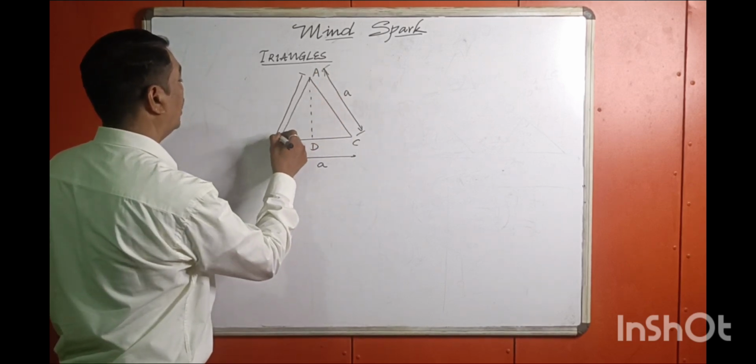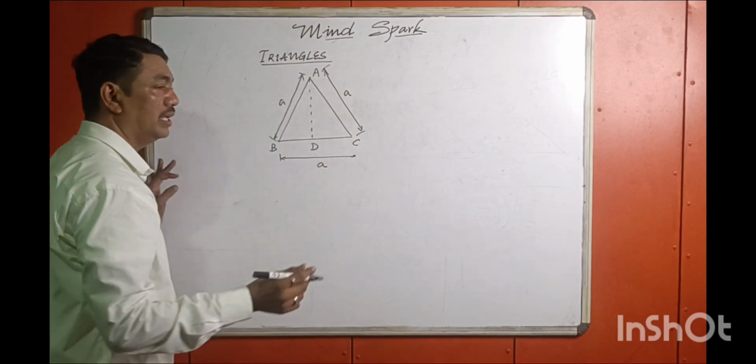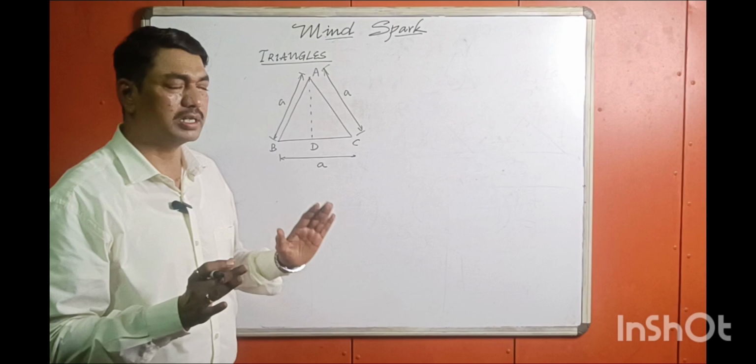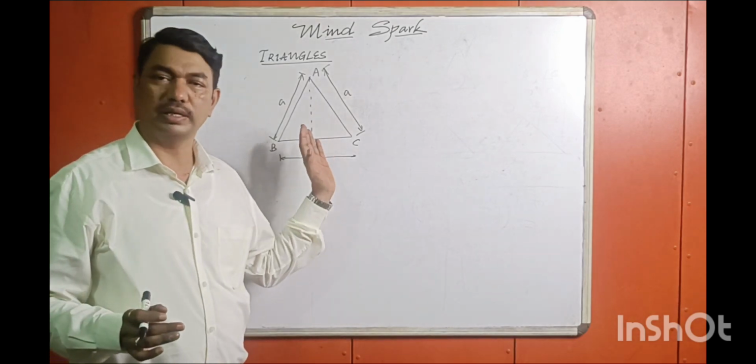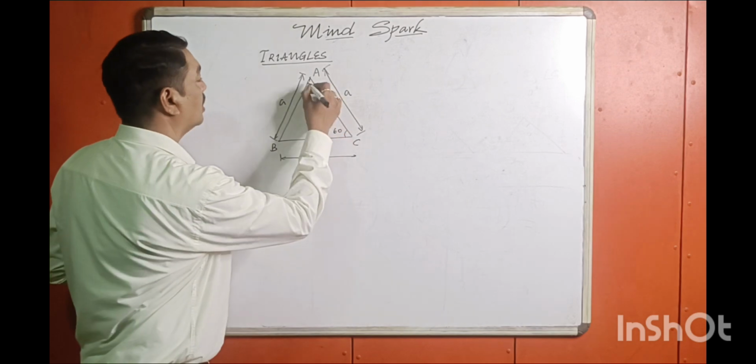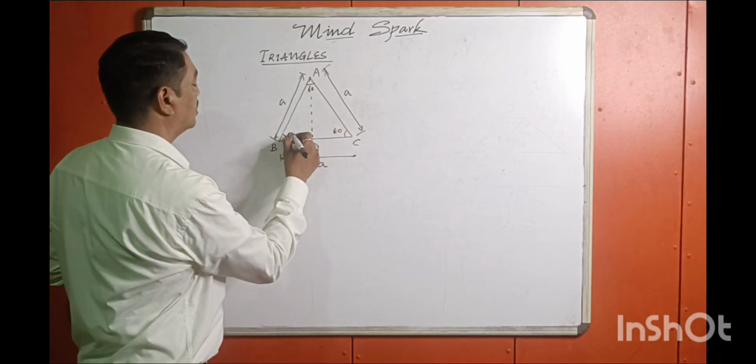Okay, all angles are equal. Equi means equal, lateral means sides. In an equilateral triangle, all sides are equal and all angles are equal. And how much is each angle? 60 degrees. So this is 60 degrees, this is 60 degrees, this is 60 degrees.